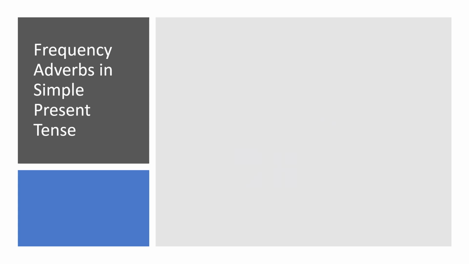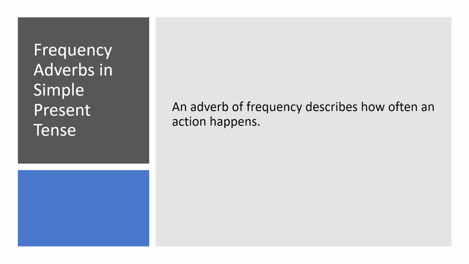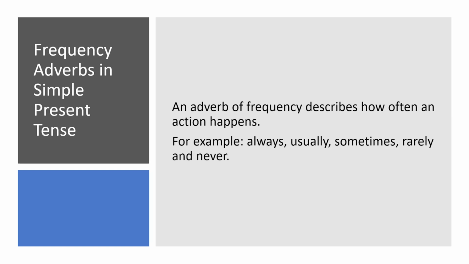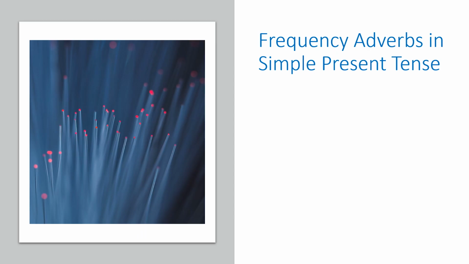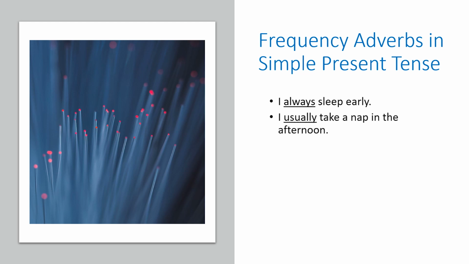Let's discuss frequency adverbs in simple present tense. What are frequency adverbs? An adverb of frequency describes how often an action happens. For example, always, usually, sometimes, rarely and never are some of the most commonly used frequency adverbs. Let's see how these words are used in sentences. I always sleep early. I usually take a nap in the afternoon.